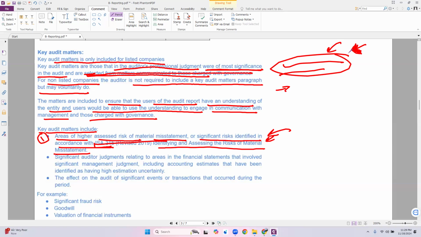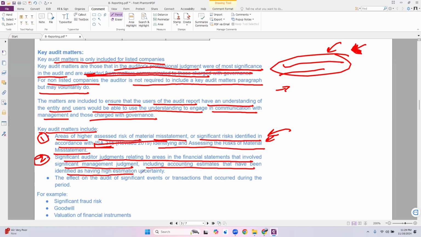By default, there is no risk within equity. Remember this. The number two thing that is always included within CAM: significant auditor's judgment relating to areas in financial statements that involve significant management judgment, including accounting estimates that have been identified as having high estimation uncertainty.